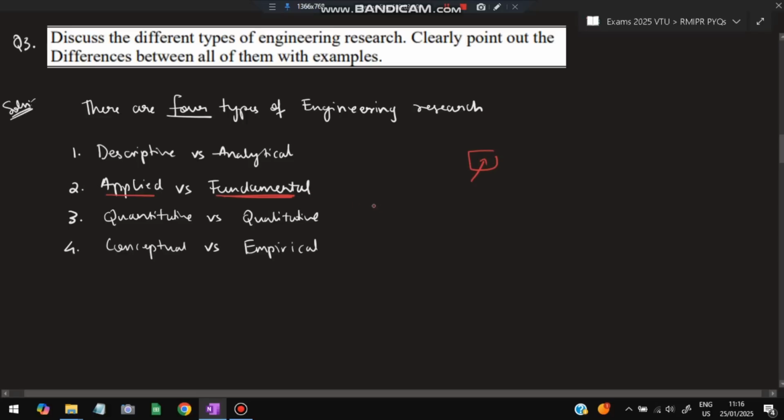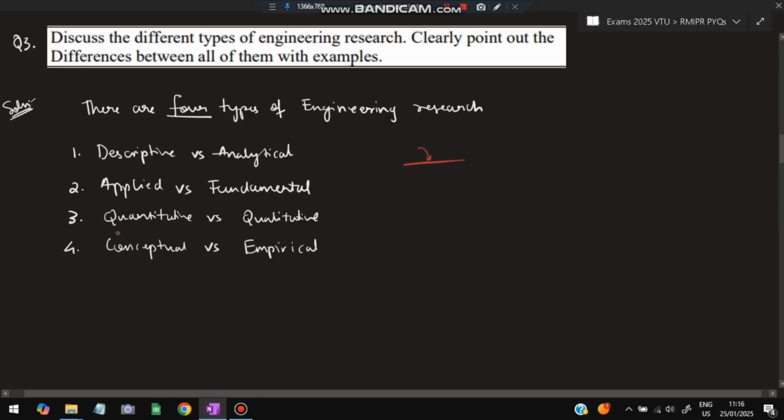Next is fundamental. Fundamental means we are at the root, understanding what water is: what the molecular structure of water is, what the properties of water are, going in depth to the foundational level. That is called fundamental. Fundamental means foundational level. Applied means just from the top we are applying a solution to the problem and solving it.